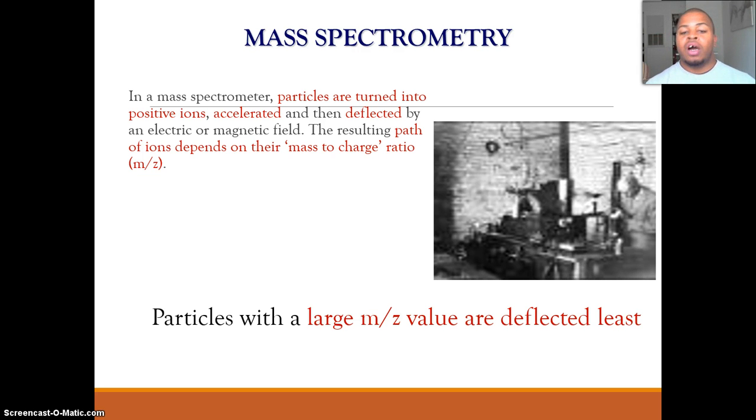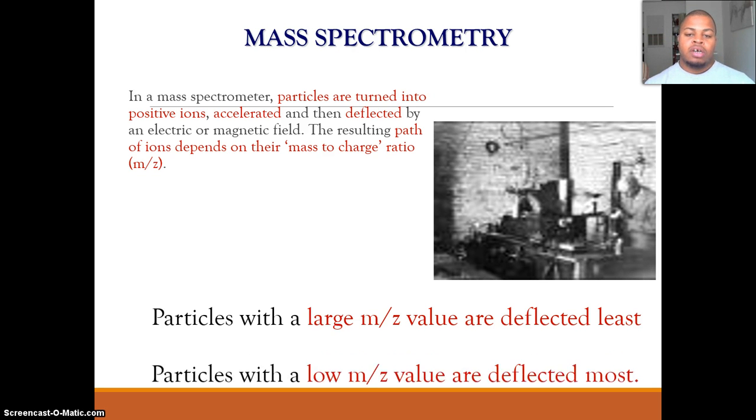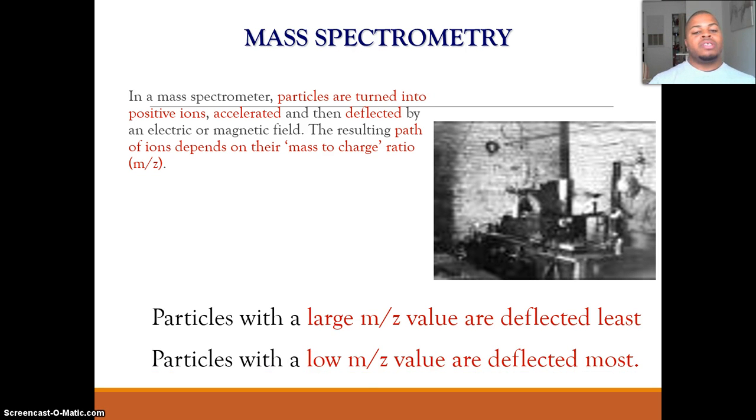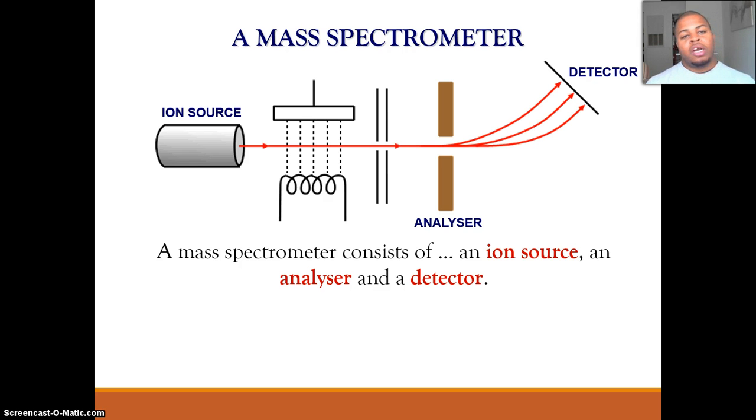The particles with large mass to charge ratios are deflected least, the heavier ones, while the particles that have low mass to charge ratios deflect the most, are pulled up very closely. This is what I'm talking about. Now, this is the idea of what we use for a mass spectrometer. Nowadays, they're a little bit more sophisticated, but the principle remains the same.